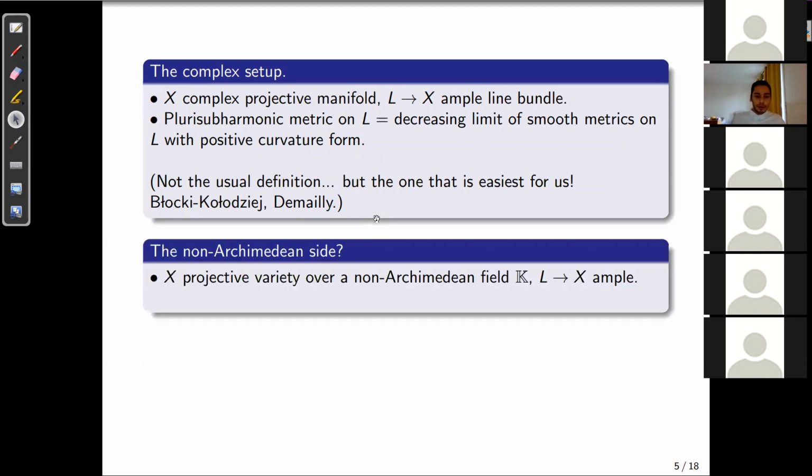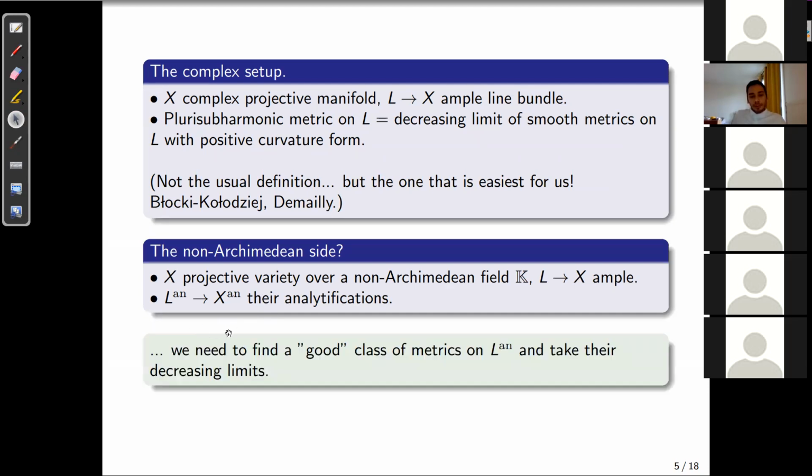So now in the non-Archimedean world, we have a projective variety over a non-Archimedean field K. And we again take an ample line bundle L on X. By functoriality, we have a morphism between their analytifications. And now we want to define a notion of a plurisubharmonic metric on L.